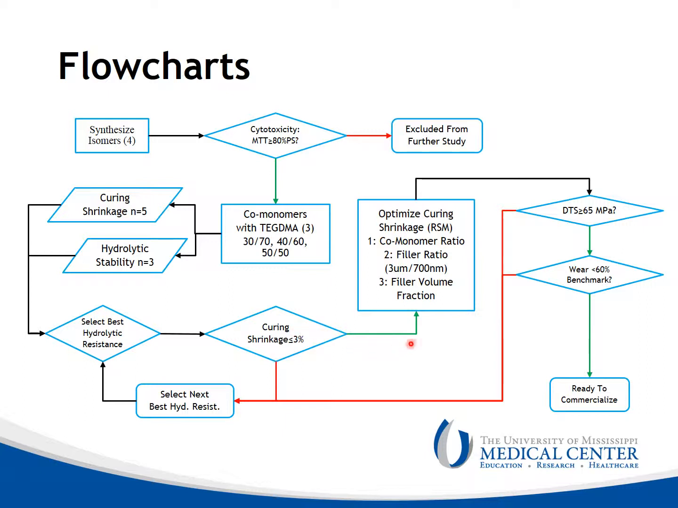And then we go into further tests where we add ceramic filler particles and different volume fractions and try to optimize a product that may be a new prototype product and may be brought to market. We do testing on the diametral tensile strength, the wear resistance, and if it passes all of those tests, then it's ready to commercialize. Otherwise, we go back halfway to the drawing board. So that's what a flowchart might look like for a large project.